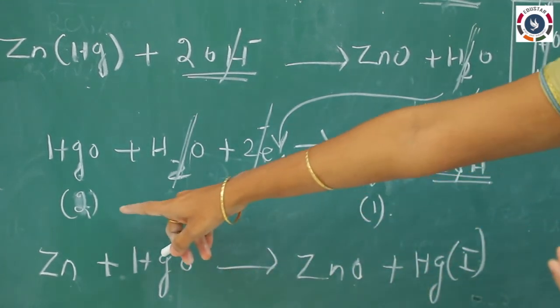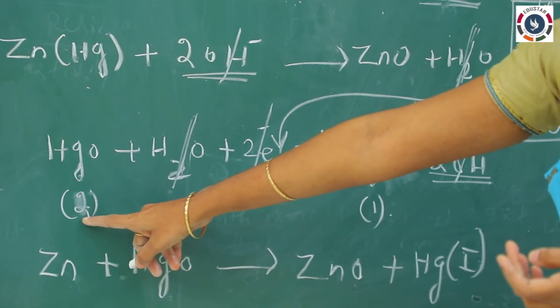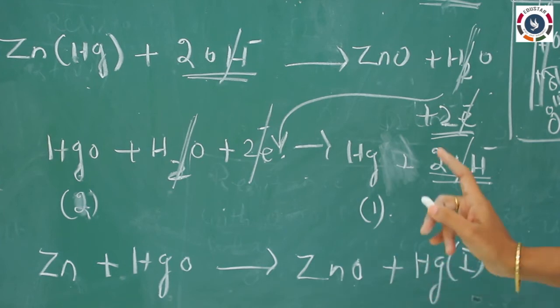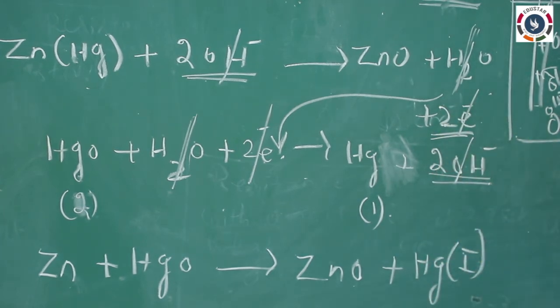Here the mercuric oxide gets converted from oxidation state 2 to 1. It is reduced from 2 to 1. So, this is the mercury cell.